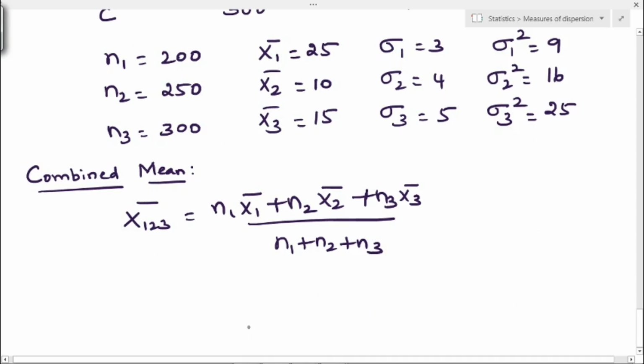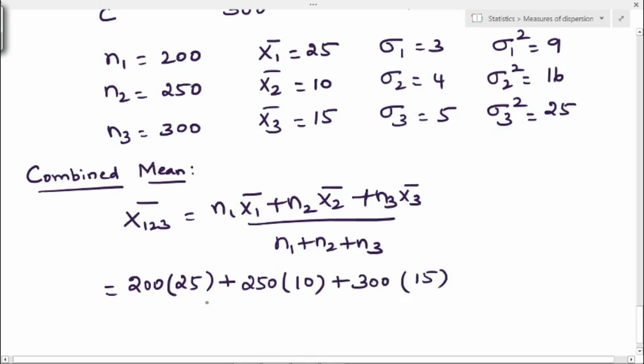First we will calculate the combined mean. The formula for the combined mean is x1 2 3 bar, because we have 3 groups of data, so we represent it as 1 2 3. That is equal to n1 x1 bar plus n2 x2 bar plus n3 x3 bar divided by n1 plus n2 plus n3. Now we will substitute the values: n1, that is 200, into x1 bar, that is 25, plus n2, 250, into x2 bar, 10, plus n3, that is 300, into x3 bar, 15, divided by 200 plus 250 plus 300.